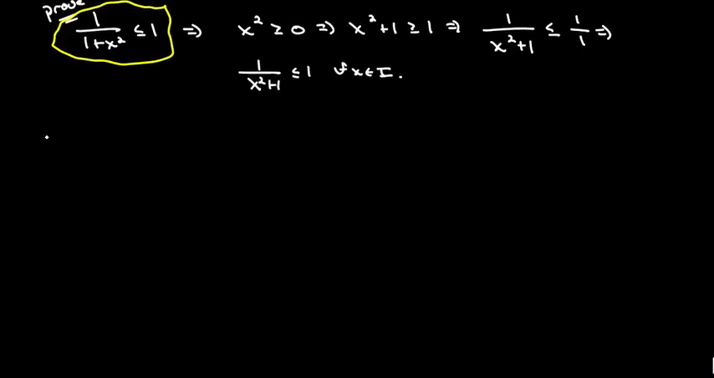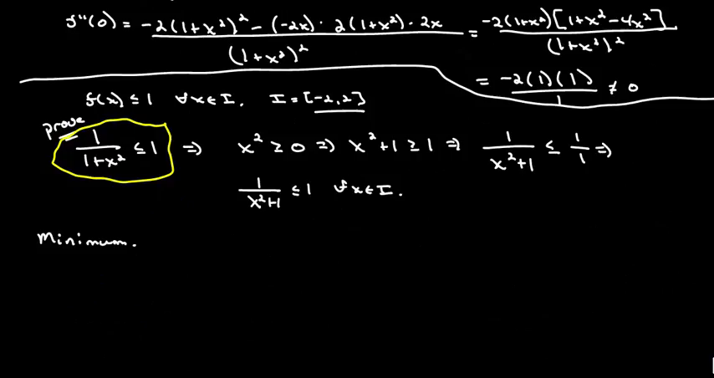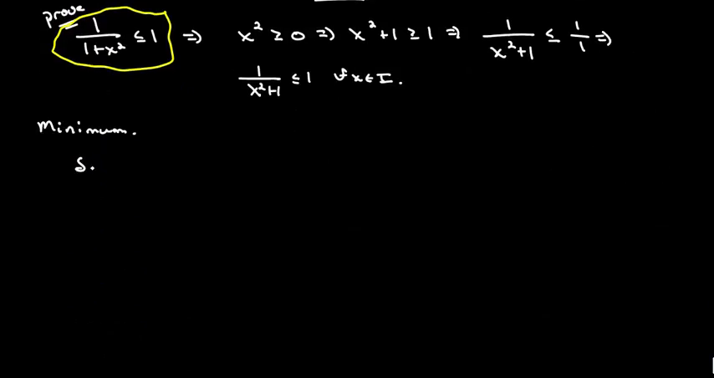Now let's take a look at the minimum. Now the problem with the minimum is that these guys are not critical points, so I can't use my derivative test. So what I need to do is to prove the minimum is 1/5, we need to show that f of x is greater than or equal to 1/5 for all x in the interval.